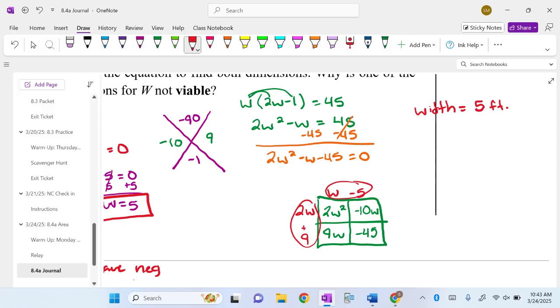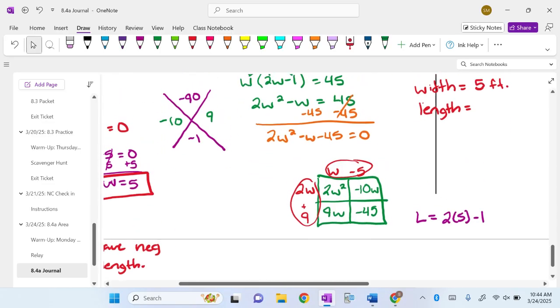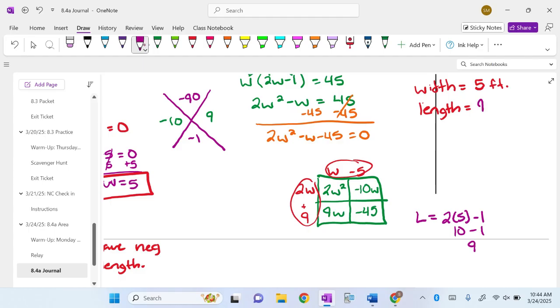All right. Now I need to use that to find my length. How can I find my length? Right. My length would be the same thing as 2 times 5 minus 1. I take what I got for W, plug it back into the original expression up here. So this is my length. So what's 2 times 5? So what's 10 minus 1? 9. So my length is equal to 9 what?